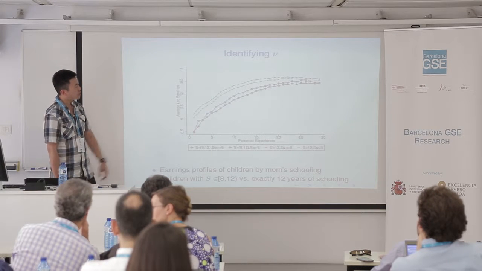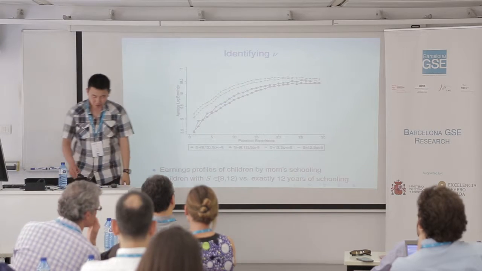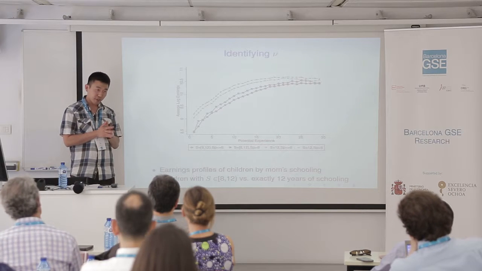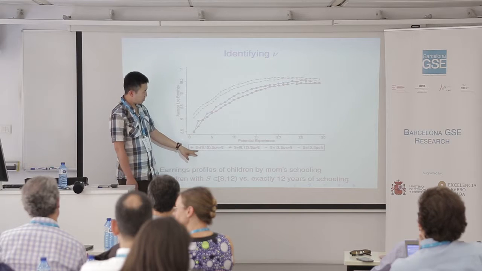So how do I get the spillover effect? According to the intuition from the model, you're supposed to look at only those guys with the same length of schooling. So now what I'm doing is I'm just segregating children into different schooling bins.